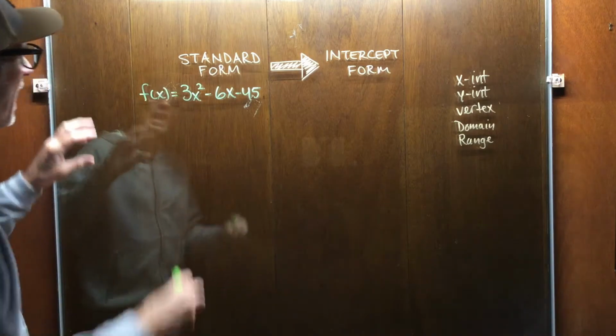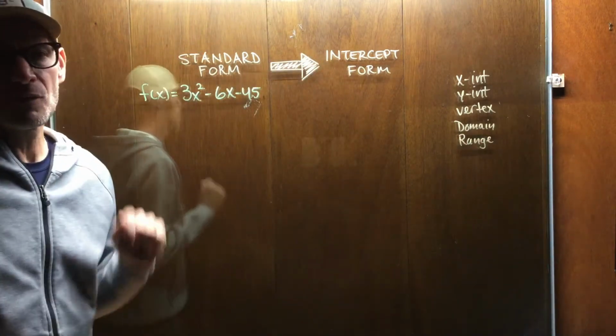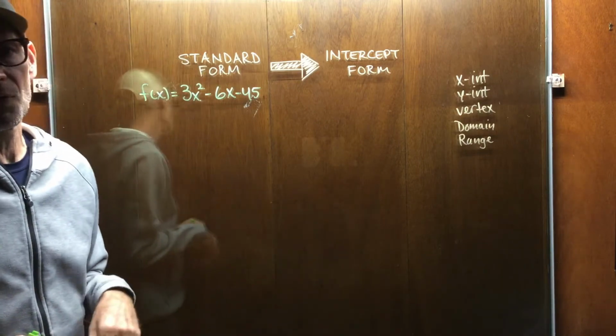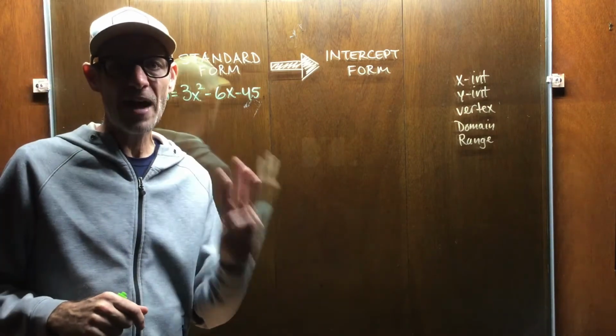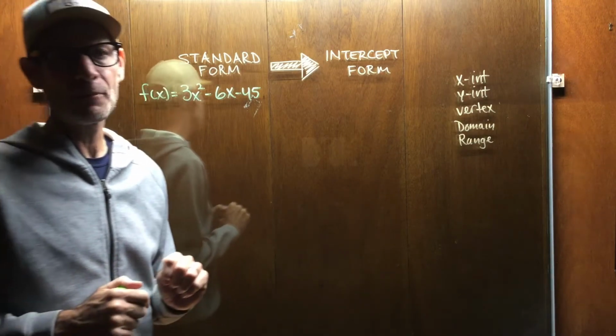So to start with, how do you change from standard form to intercept form? You change from standard form to intercept form by factoring. So before we go any further, here's 3 factoring problems to help you practice and remember what we did in chapter 2.